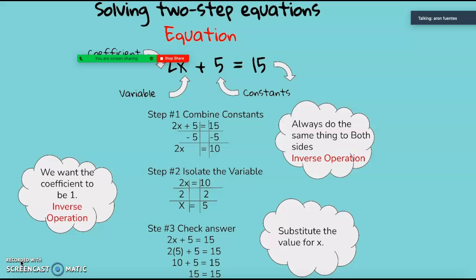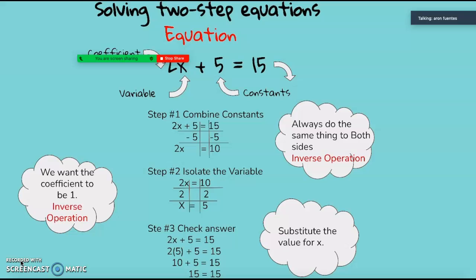Solving two-step equations. Here we have an equation which is 2x + 5 = 15. Now 2 is our coefficient, x is our variable, and 5 and 15 are constants. So the first step is to combine constants. In other words, I want to get all my constants on the right side.